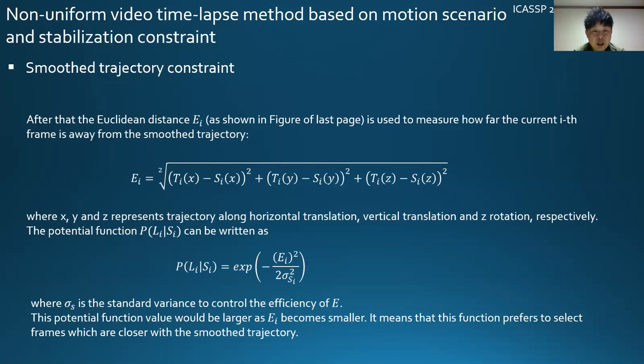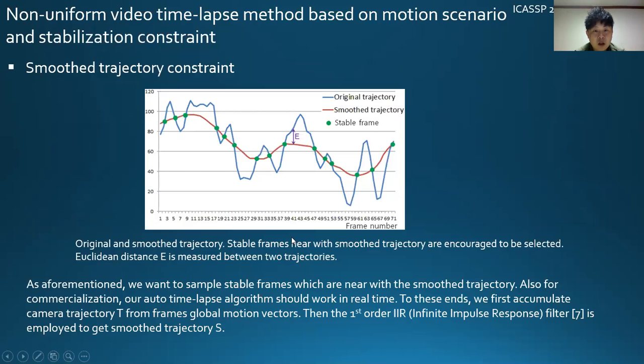After that, the Euclidean distance E_i is used to measure how far the current frame's S is away from the smooth trajectory. This potential function value would be larger as E_i becomes smaller. It means that this function prefers to select frames which are closer to the smooth trajectory. Sampling frames very close to this smooth trajectory is encouraged. It depends on E_i's value, the frame's distance from the smooth trajectory.